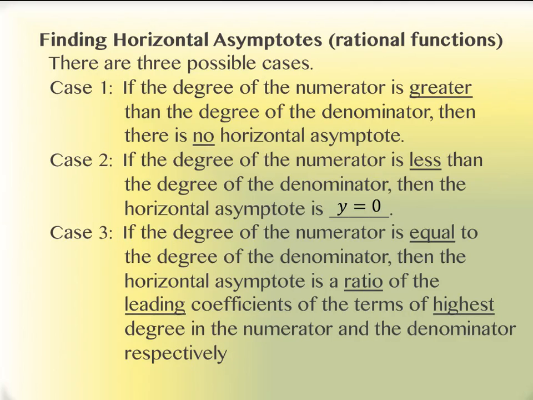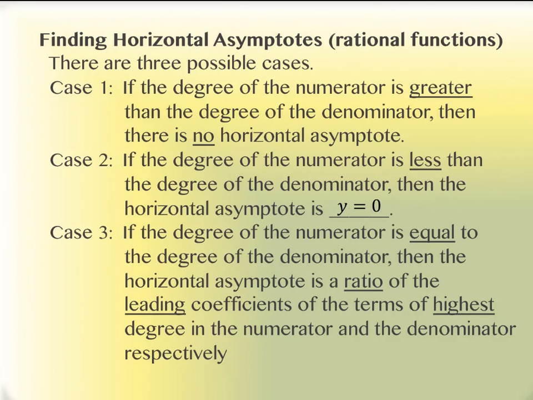The case that sounds really awkward, and it's not hard to do, it just sounds awkward to write it out, is if the degrees are the same. So if we have x squared on top and x squared on bottom, or x to the fifth on top and an x to the fifth on bottom. So if that happens, what we do is we take that highest degree term and we look at the coefficients in front of them, and we use those coefficients to create a fraction, 3 over 2, or 1 over 1, whatever it is, set equal to y, and that's our horizontal asymptote. So it's a ratio of leading coefficients.